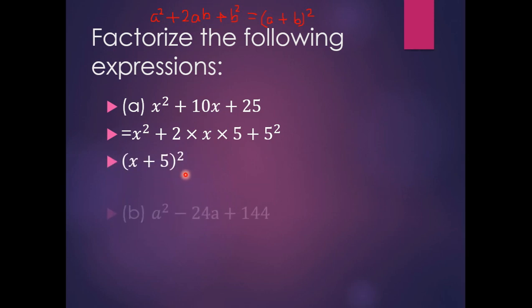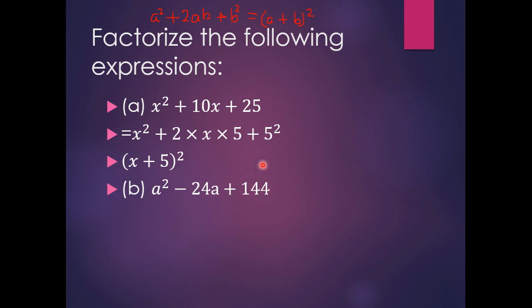Okay, and in this way, x plus 5 times x plus 5 are the required factors of this given expression. Okay, so here in this we have minus, so this a square is a perfect square, and this 144 can be written as 12 square, it is also a perfect square.